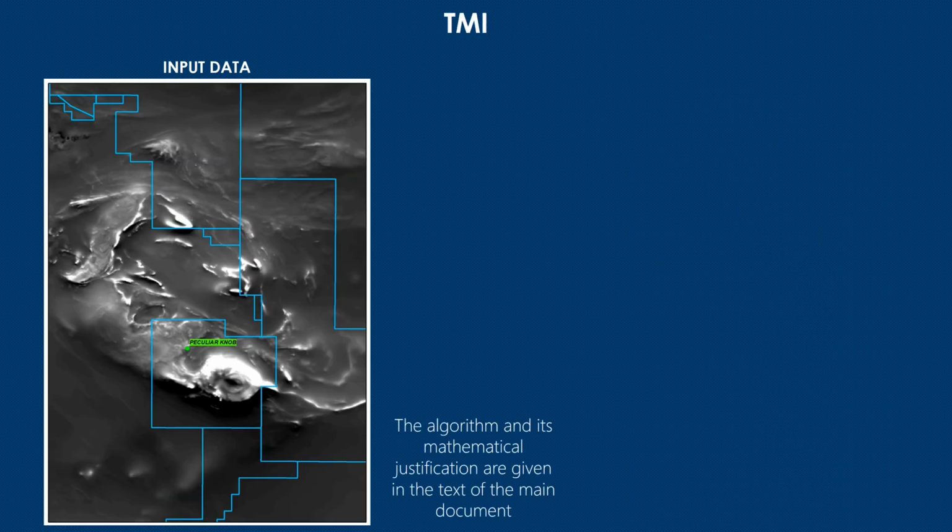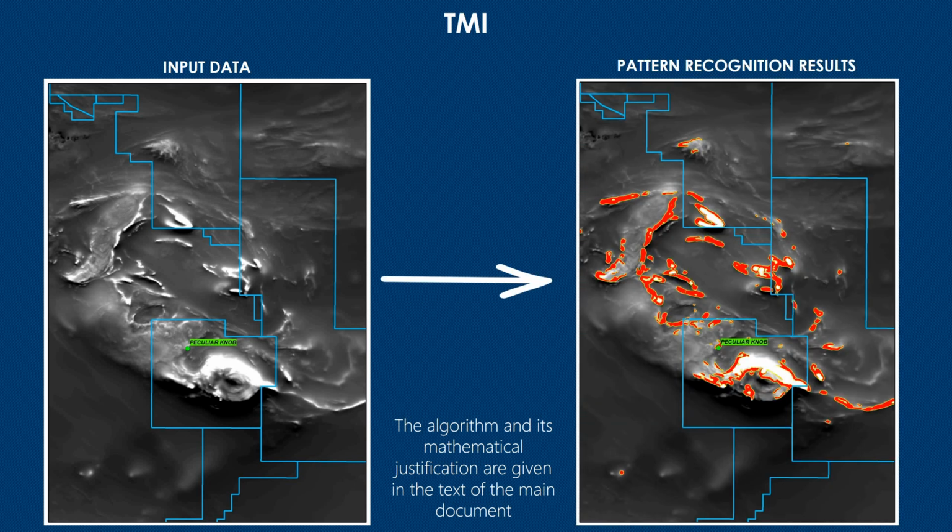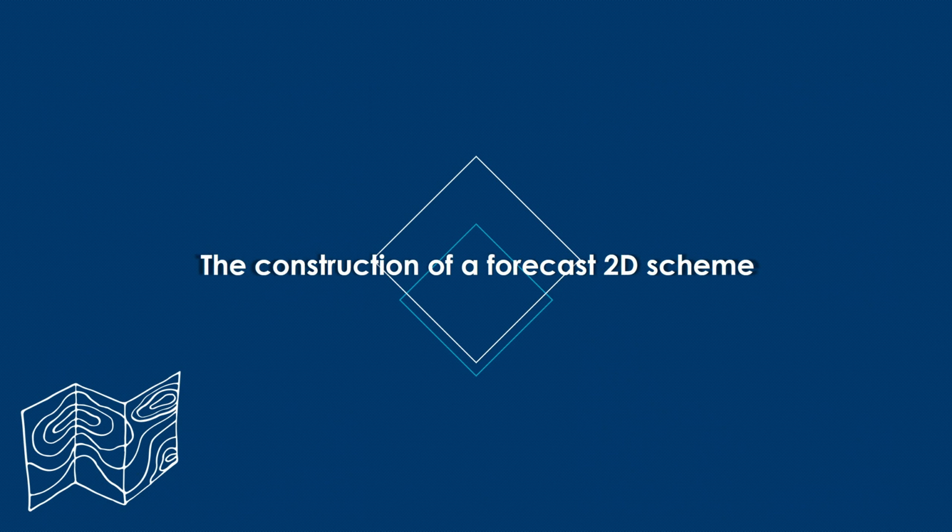Based on the statistics obtained, the algorithm selects the contours most similar to the standard. These contours are automatically exported to SHP files. These SHP files are the source data for the calculation of the forecast matrix and the construction of the predictive 2D scheme. Next we talk about the construction of a forecast 2D scheme.